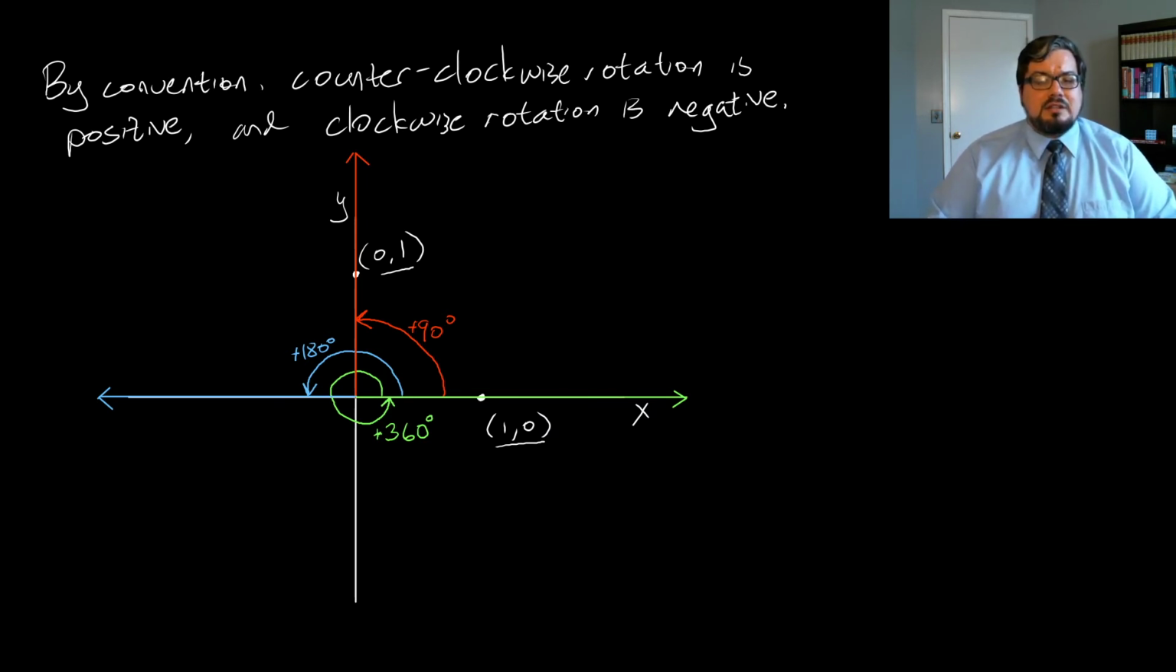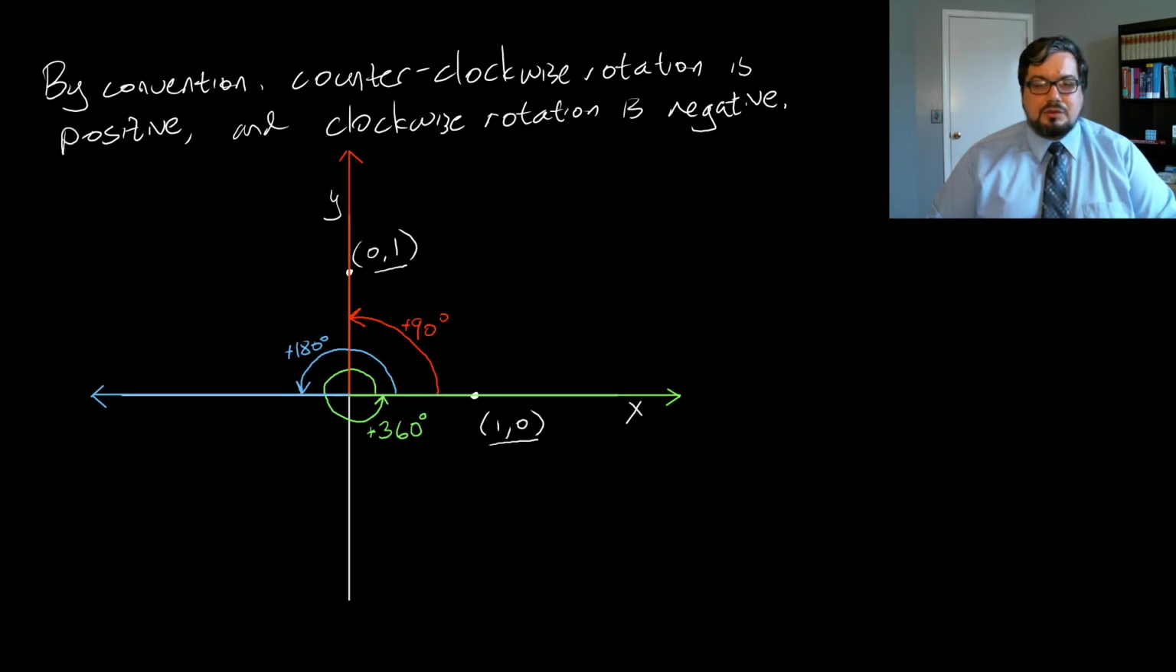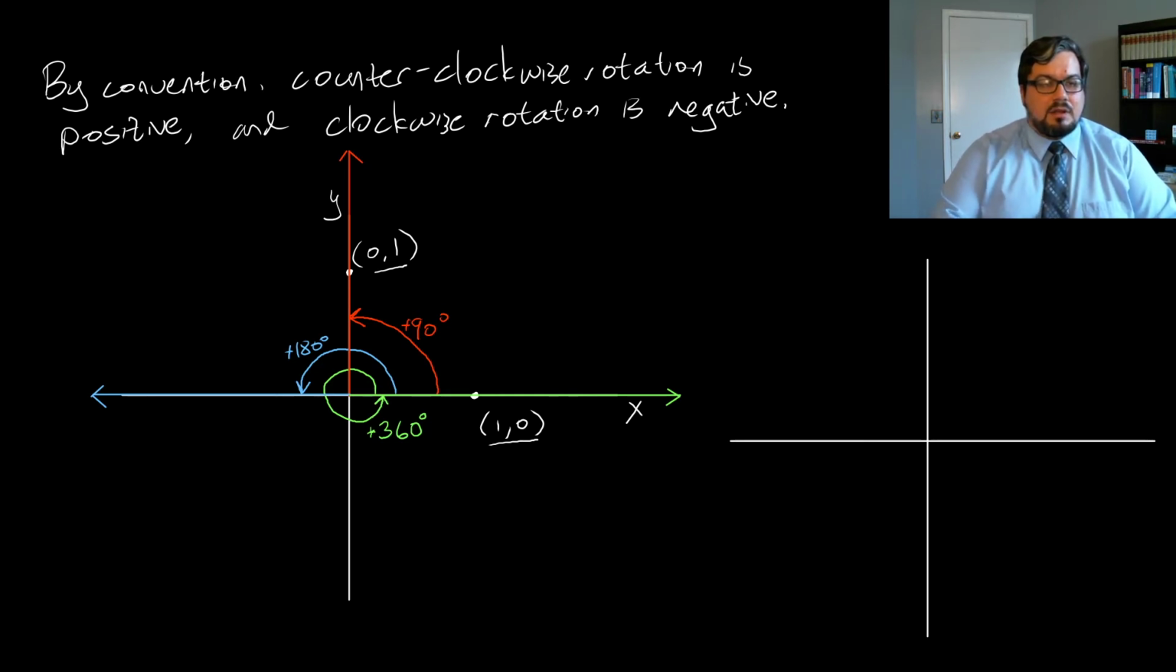So let's do a few more examples with this. Let me go ahead and take this and let's do a few more angles over here on a new set of axes. Again, we've got the positive x-axis here, we've got the positive y-axis. Now let's think about where 60 degrees would be.